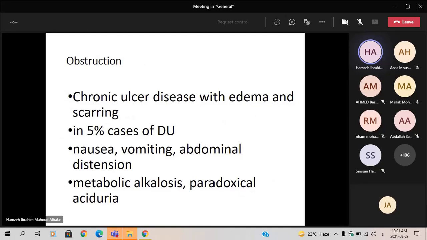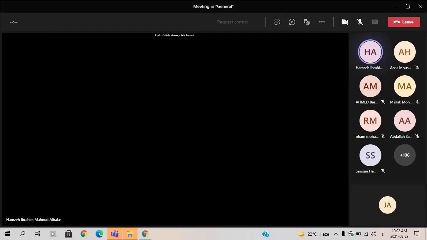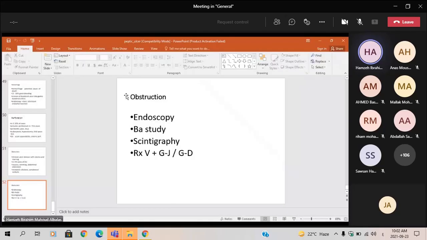Obstruction may be due to, as we mentioned previously, kissing ulcer in the duodenum, and the ulcer closes the duodenum completely, which leads to persistent vomiting and a lot of complications. It leads to fluid imbalance and electrolyte imbalance. So we have to know the cause of the problem. In obstruction we have to do endoscopy, barium study, also barium meal, and the treatment is vagotomy, gastrojejunostomy or gastroduodenostomy. Thank you.